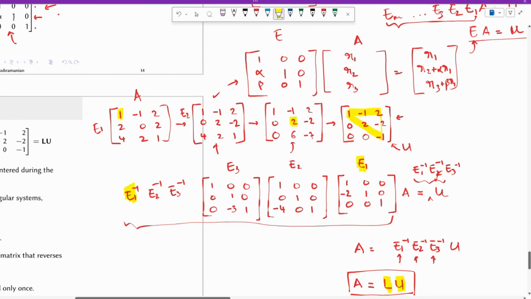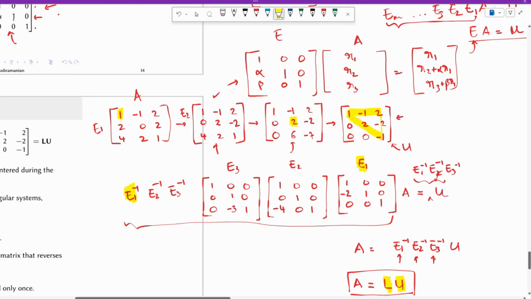What is the E1 operation? E1 operation is add minus 2 times row 1 to row 2. What would be the inverse of that operation? How would I undo E1, this first step? Well, what have I done in E1? I've added minus 2 times first row to the second row. How do I undo it? Yes, you're right. What is it? No. That's what I mean. Undoing is inverse operation, right?